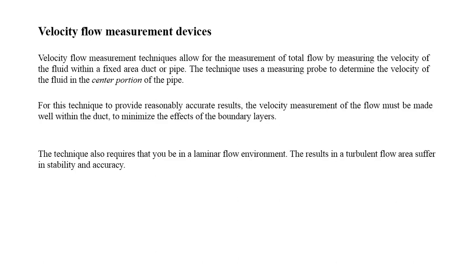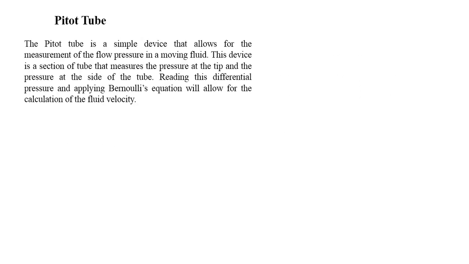For these techniques to provide reasonably accurate results, the velocity of the flow must be measured well within the duct to minimize the effect of the boundary layers. The technique also requires that the flow be laminar. The result in turbulent flow suffers in the stability and the accuracy of the measurement of the velocity. Now, the Pitot tube is the simplest example.